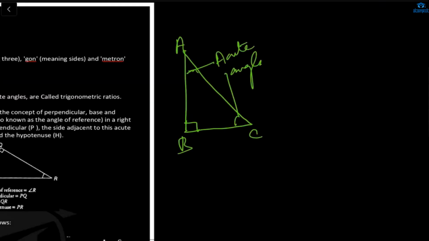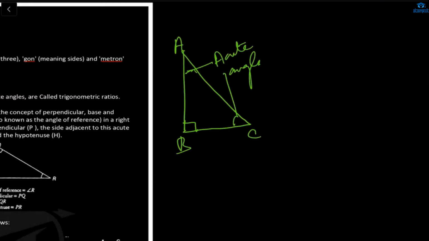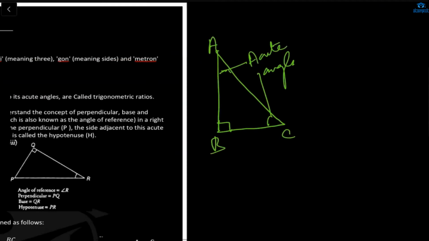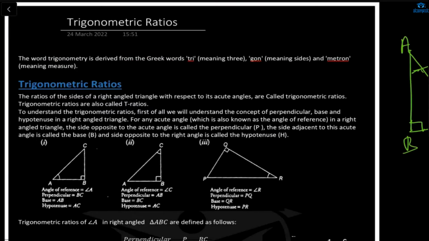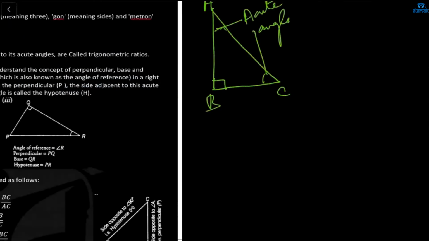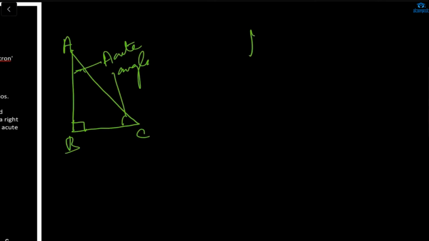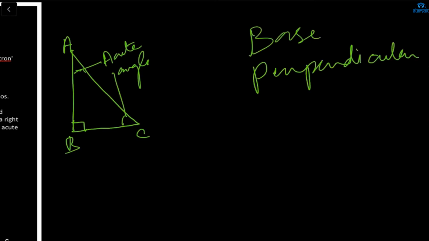Now, to understand trigonometric ratios, first of all we have to understand the base and the perpendicular. Base, perpendicular, and I think everybody knows the hypotenuse.